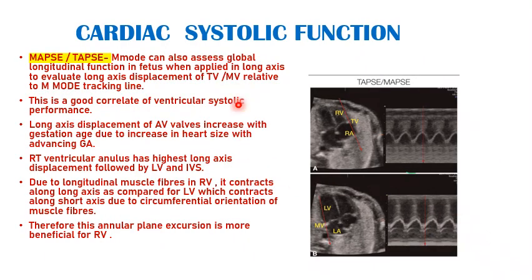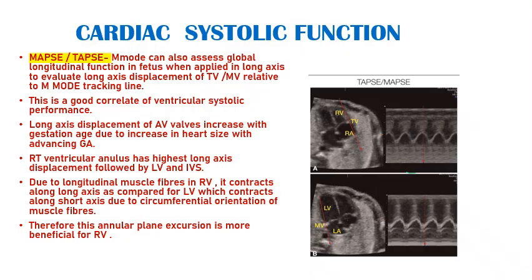Another way to assess systolic function is MAPSE-TAPSE. M mode can also assess global longitudinal function in the fetus when applied in the long axis to evaluate long axis displacement of the tricuspid or mitral valve relative to the M mode tracking line. This is a good correlate of ventricular systolic performance. Long axis displacement of the AV valve increases with gestational age due to increase in heart size with advancing age.